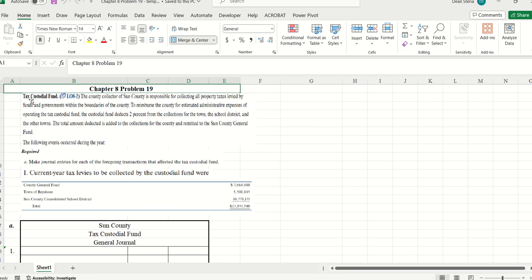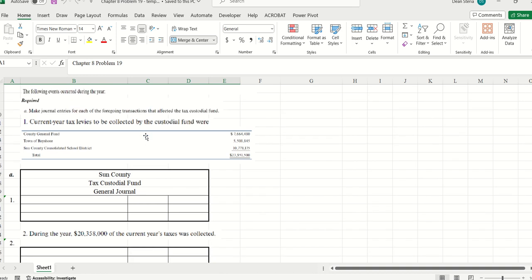We're going to be dealing with a tax custodial fund. The Sun County collects all property taxes for these right here, and Sun County gets 2% of the receipts for the other entities. Okay, so let's start off here with our first one.